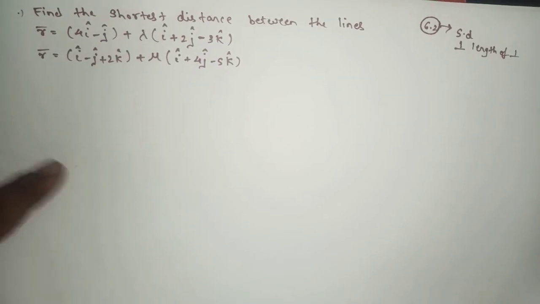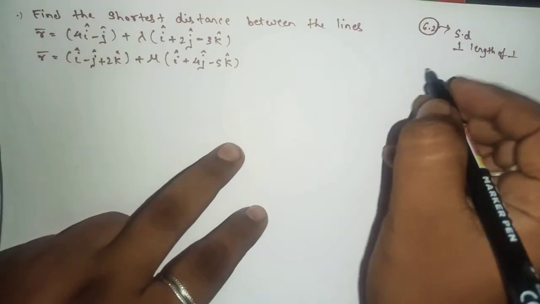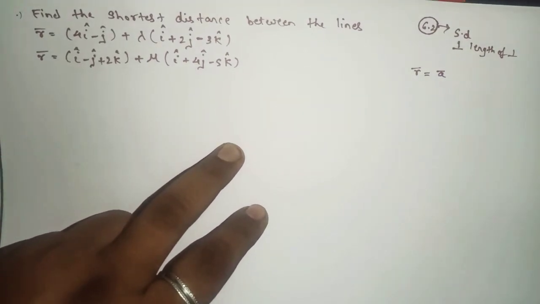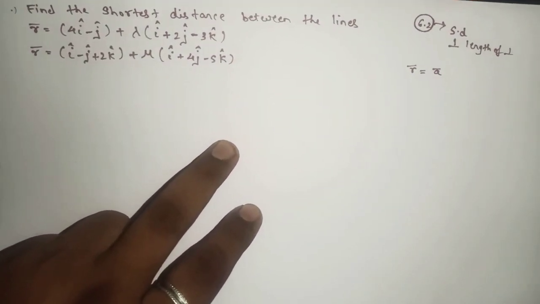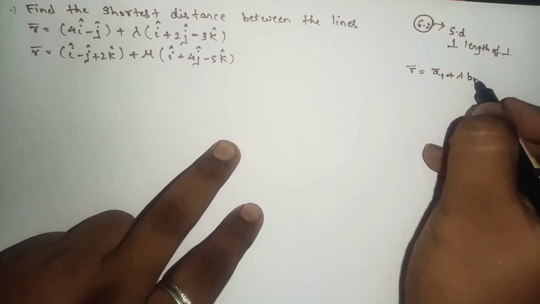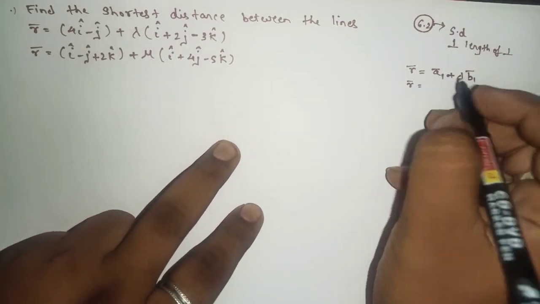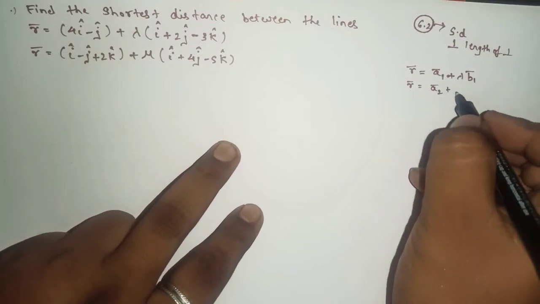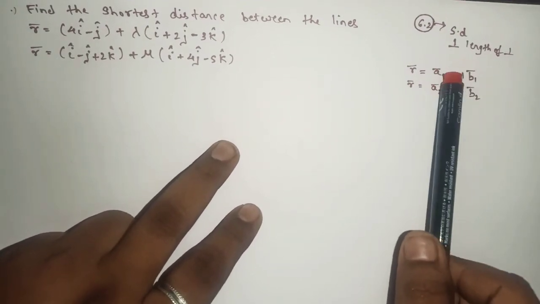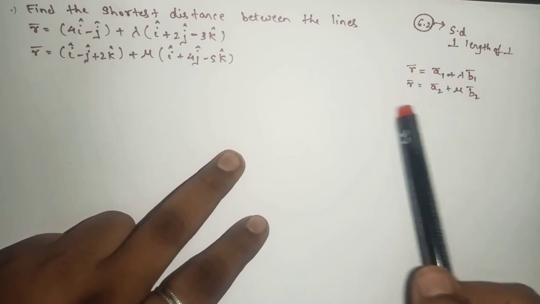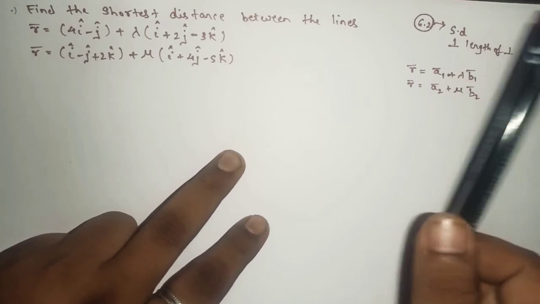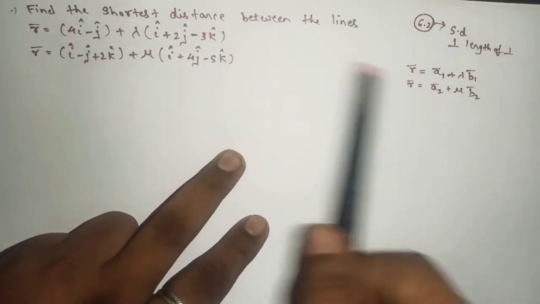Now, as we know, if we have two vector equations, r bar equals a1 plus lambda b1, and the second one is r bar equals a2 plus mu b2, yes or no. So suppose you have two vector equations, we'll compare the given equations with these two vector equations, where you will get the values of a1, b1, a2 and b2, yes or no.